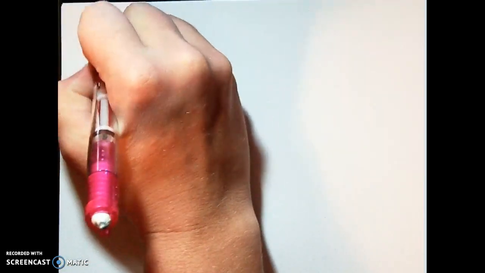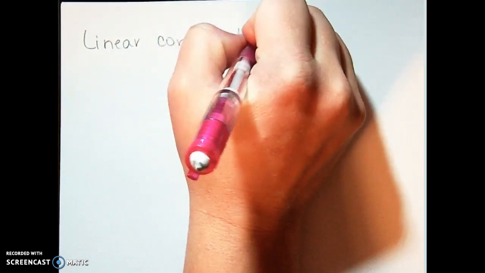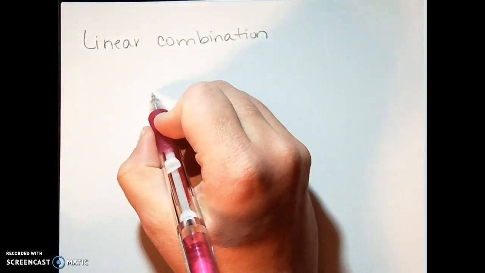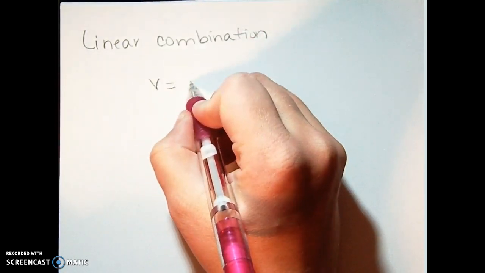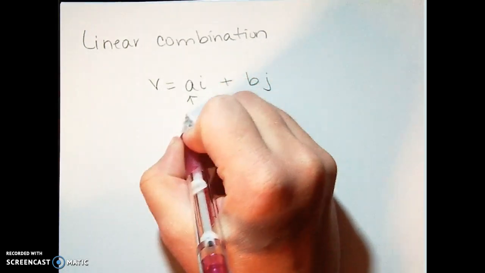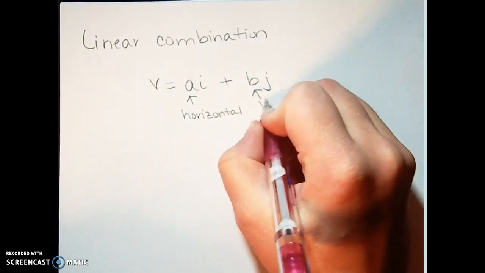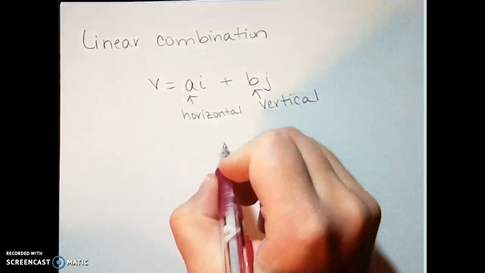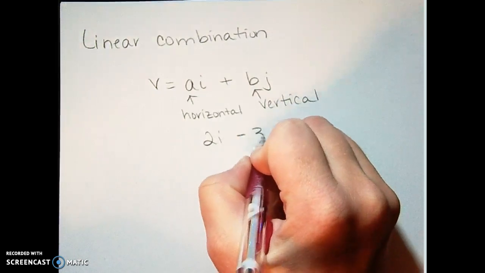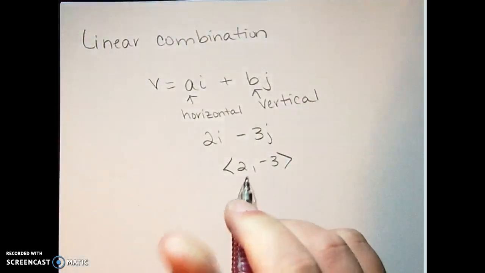Alright guys, another way to look at vectors is what we call a linear combination. That is where it looks like this. V, the vector, would be ai plus bj. This is your horizontal component, and this is your vertical. So, for example, 2i minus 3j is the same as 2, negative 3 in component form.